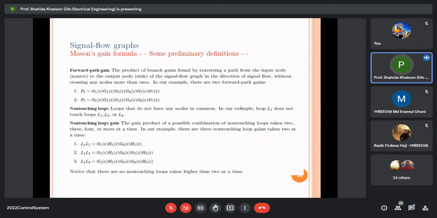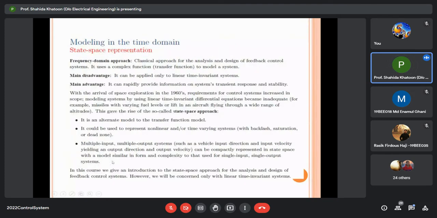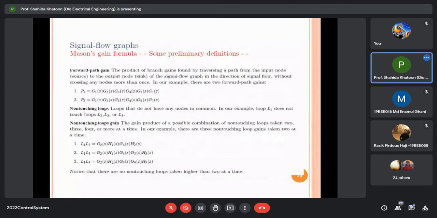Then non-touching loop gains. The gain products of a possible combination of non-touching loops taken 2, 3, 4 or more at a time. In our example, there are 3 non-touching loop gains taking 2 at a time. So L1, L2, you can see that L1 is non-touching L2. So it is basically G2, H1, G4, H2. Here L1, L2 is G2, H1, G4, H2.